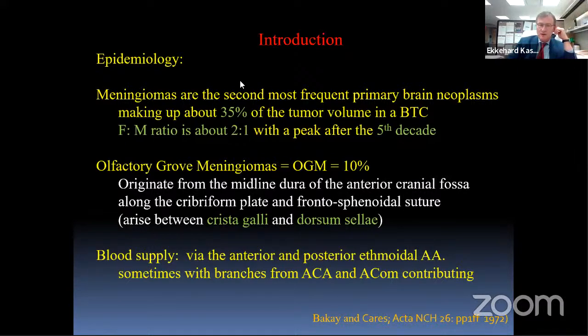And as most of you know, they arise at the midline dura from the anterior cranial fossa, somewhere between the cribriform plate and the frontosphenoidal suture, or between the crista galli and the dorsum sellae, but they're really more anteriorly located. They are not planum sphenoidale meningiomas. Blood supply to these arises from the anterior and posterior ethmoidal arteries, and sometimes they can draw branches in from the ACA or ACOM.